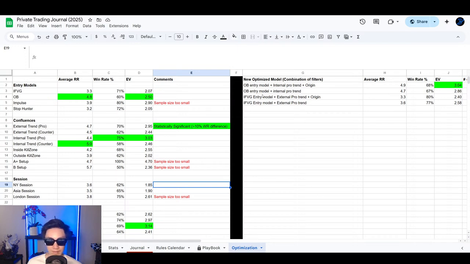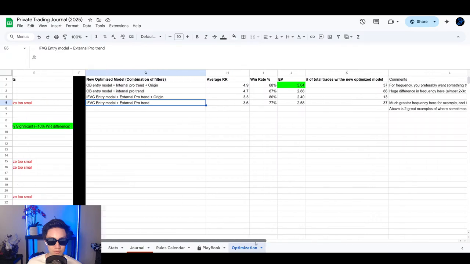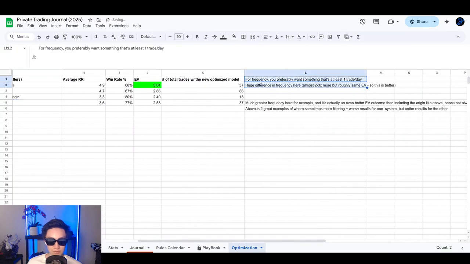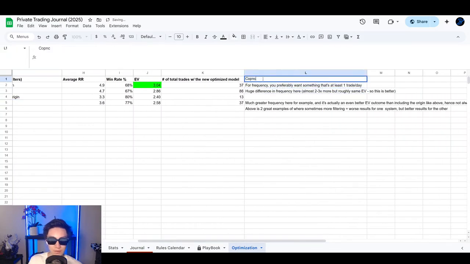But today we're just working on optimization here, teaching you guys for free how to optimize from a journal. So yeah, you guys can see here's the optimization models. We came to these conclusions. That frequency is something you want to keep in mind.